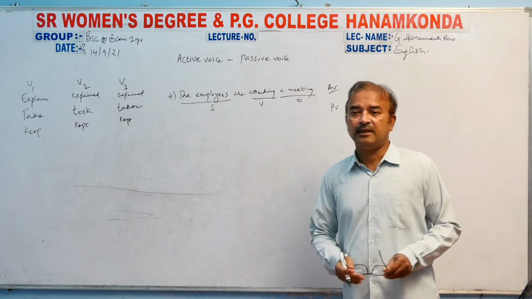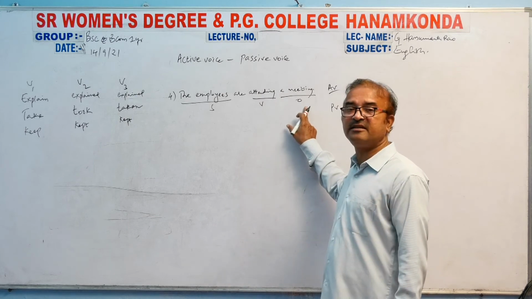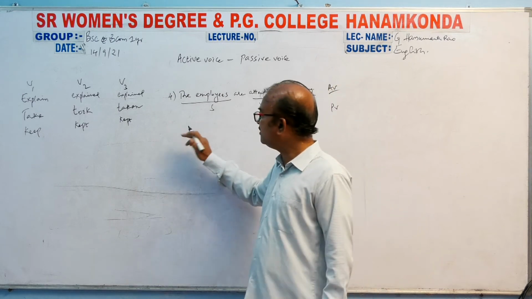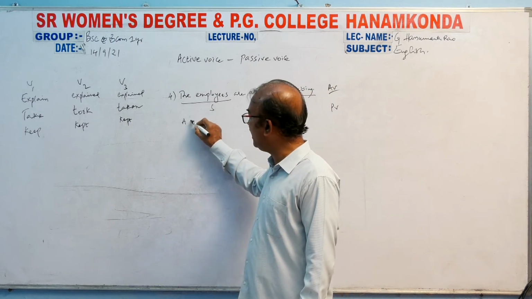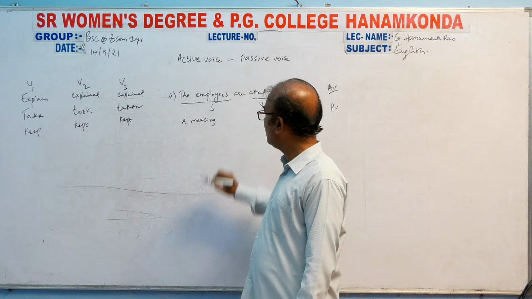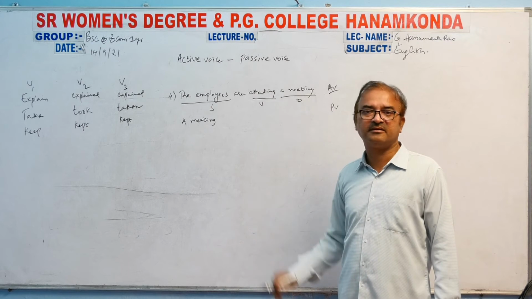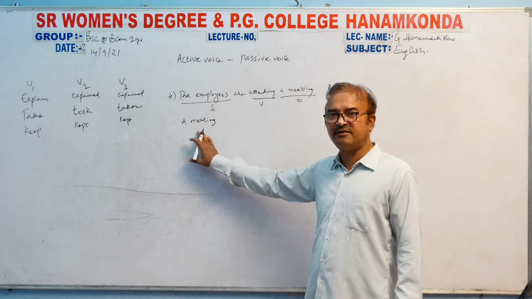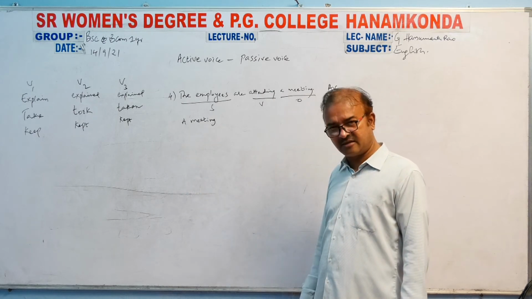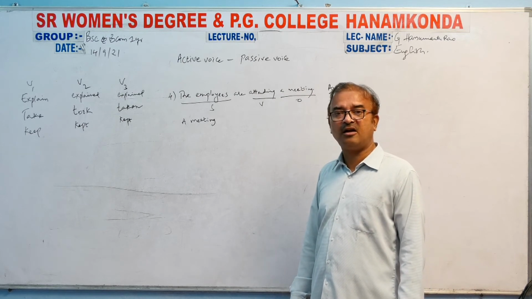Check this one now. What's the object here? A meeting. This object in active voice comes into the place of the subject in passive voice. So, a meeting. Okay, now a meeting is over. Now here we have brought this thing. Next thing, tell me one thing: is this subject singular or plural?